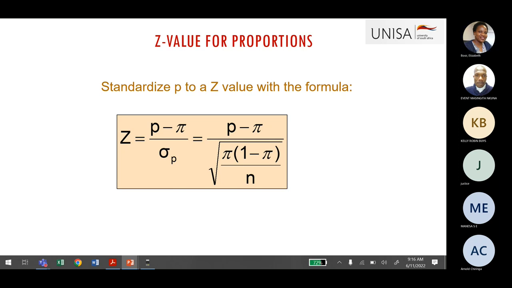Now let's look at how we calculate the probability. With probability, we're also going to use the z-score. The z-value for the proportion is given by your sample proportion minus your population proportion, divided by the square root of your population proportion multiplied by 1 minus the population proportion, divided by n. Everything underneath there is what we call the standard error. The square root of pi times 1 minus pi divided by n is your standard error.